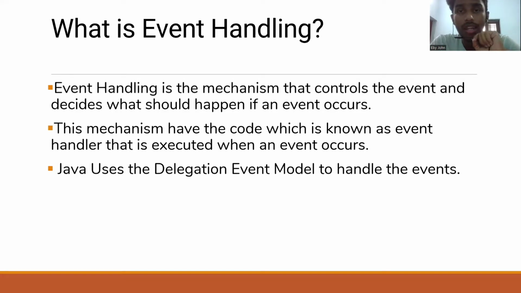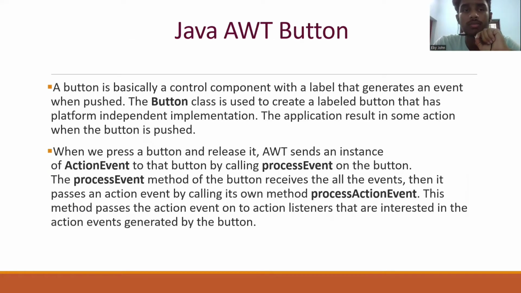So what is event handling? Event handling is a mechanism that controls the event and describes what should happen if an event occurs. This mechanism has the code, which is known as the event handler, that is executed when an event occurs. Java uses the delegation event model to handle the events.